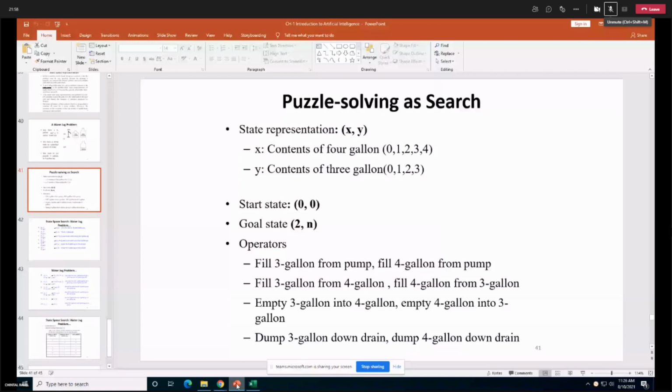So the second assumption is that we have a pump and using that pump we can fill unlimited amount of water into the 3-gallon jug and 4-gallon jug. That was the second assumption. The third assumption over here is that we can pour the water from the 3-gallon jug and 4-gallon jug onto the ground. Okay, we can empty the water from the jugs onto the ground.